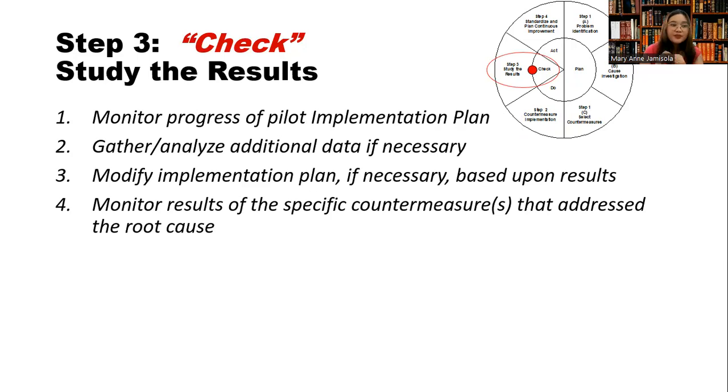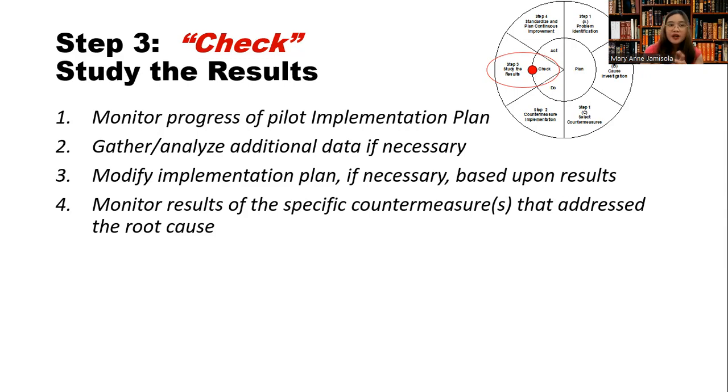So we need to monitor progress of the pilot implementation plan. Like for example, we initially drafted this countermeasure to be effected within a period of 1 month. And then supposedly after a period of 1 month, our progress should be at 100%. So we need to monitor it, whether the plan is going as intended. And then gather or analyze additional data if necessary. Modify implementation plan if necessary based upon results.